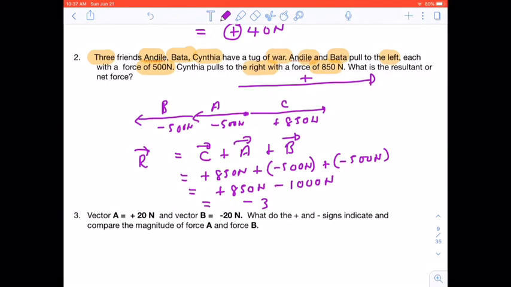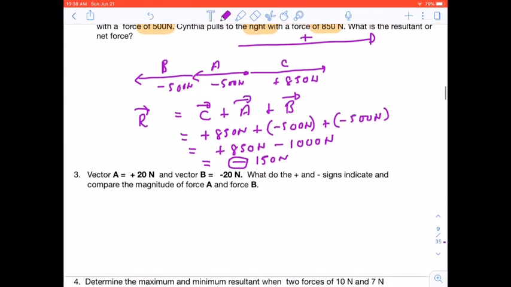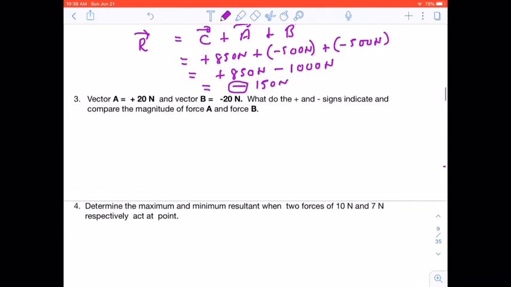Let's just get that right. We had 850 and minus 1000, and that gives us, just correcting this, minus 150 newtons, and that minus is indicating that it is towards the left. Okay, let's look at the next one.